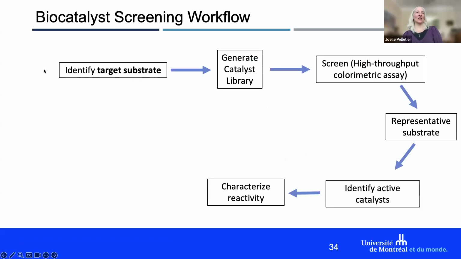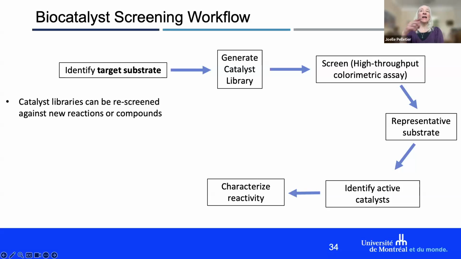So the workflow is such that we have a particular target substrate, and we have created our catalyst library, and we can screen using indigo formation, but now we're looking for hydroxylation of anisole and naphthalene. I'll get back to this. Using our representative substrate, we identify our active catalysts, and we characterize reactivity. So what we need here is a screen that is high throughput. And I'll just mention now that an advantage of doing this is that our catalyst library that we synthesize can be rescreened afterwards, and I'll get back to this.